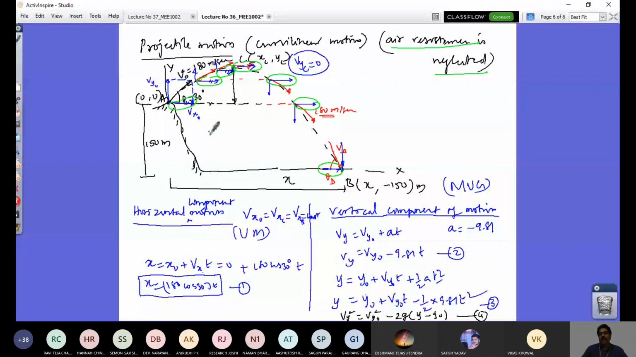Sir, actually, I was getting confused about this equation, y equals y naught plus vy naught t plus half a t square. I didn't get it. How do you write it, sir?